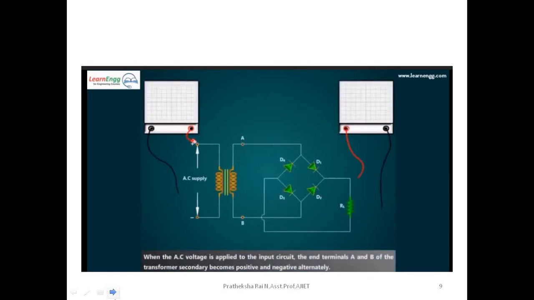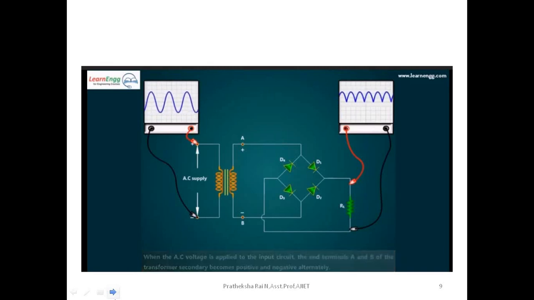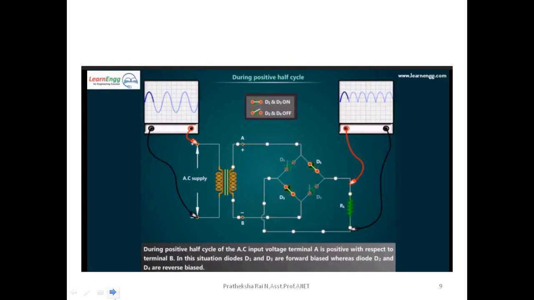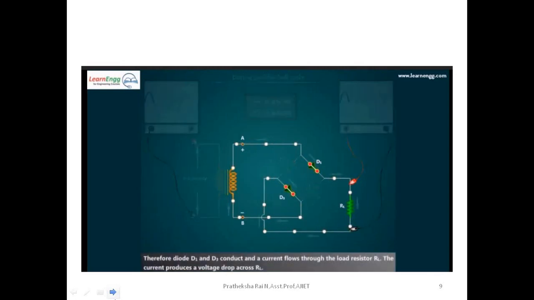Working. When the AC voltage is applied to the input circuit, the end terminals A and B of the transformer secondary become positive and negative alternately. During positive half cycle of the AC input voltage, terminal A is positive with respect to terminal B. In this situation, diodes D1 and D3 are forward biased, whereas diodes D2 and D4 are reverse biased. Therefore, diodes D1 and D3 conduct and a current flows through the load resistor RL. The current produces a voltage drop across RL.